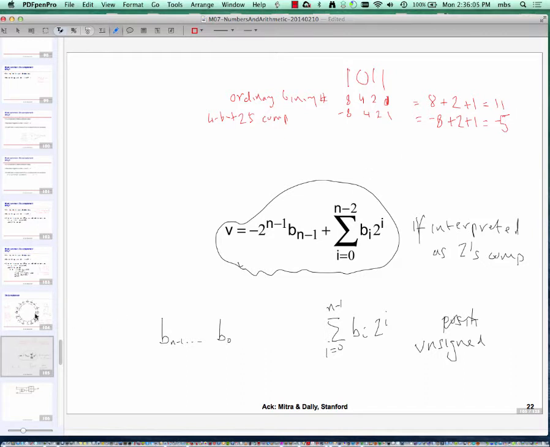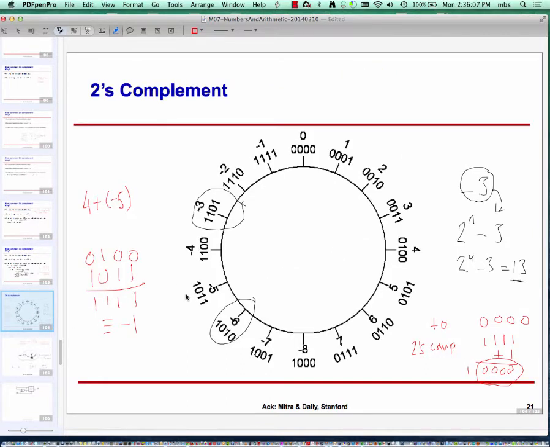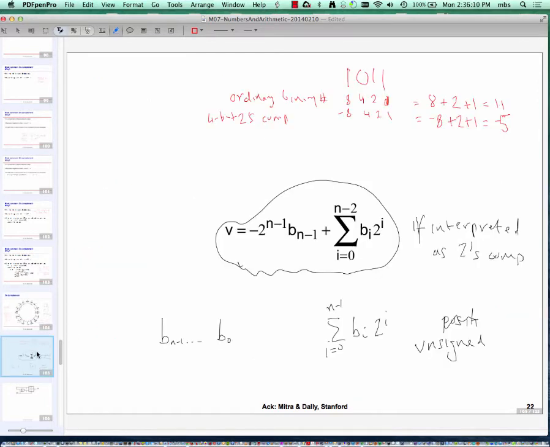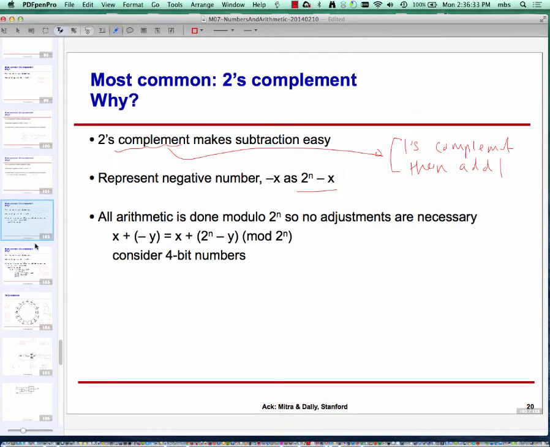And that you can see, again, 1011 is minus 5. So given a particular bit pattern, this particular formula lets you calculate its numeric value. And all that means is that the weight for the MSB is negative as opposed to positive in the normal case. Going back out here, minus x is 2 to the power n minus x.